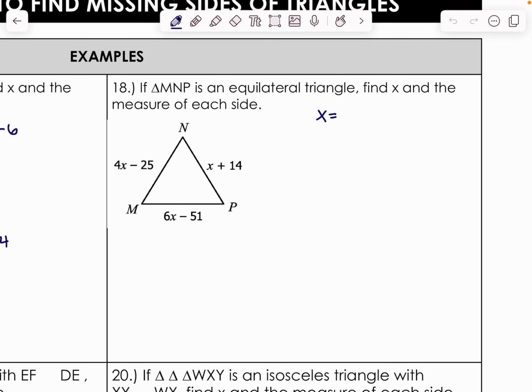All right, so number 18, I do want y'all to do on your own. So go ahead and pause here, complete it. Okay, so after finishing it, you should have gotten x equals 13. And again, since this is isosceles, you just plug it in. So we know NP is x plus 14, which is just 13 plus 14. So it's 27. So all of your sides should equal 27.